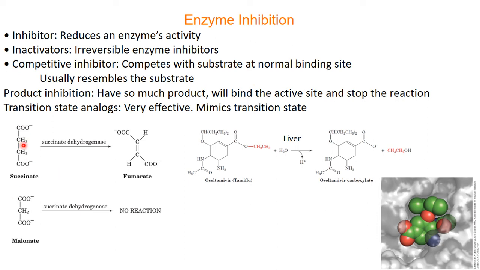So here's a visual of that for the enzyme succinate dehydrogenase. It'll take succinate and make fumarate. Now if you take malonate, which only differs by one CH2 group, this will bind to succinate dehydrogenase, but there will be no reaction. So that is an example of a competitive inhibitor.